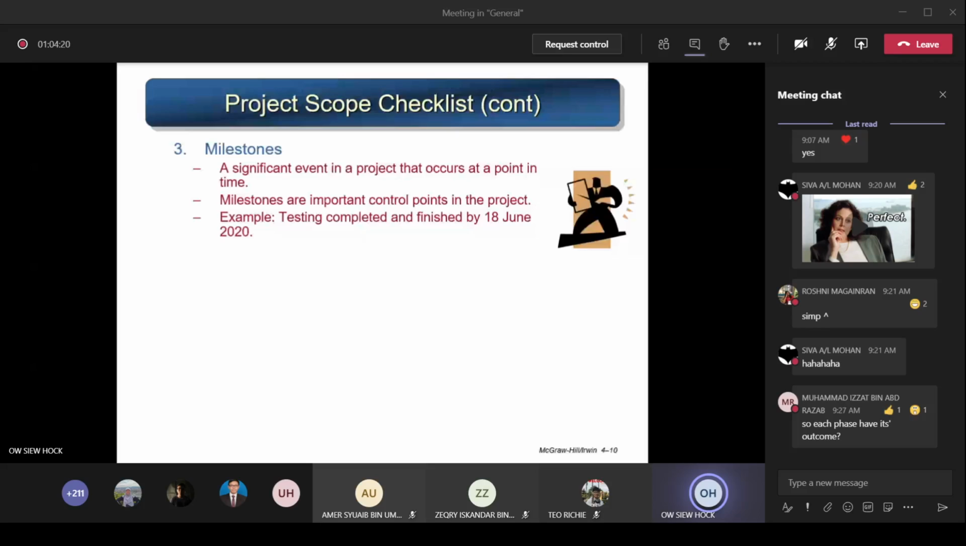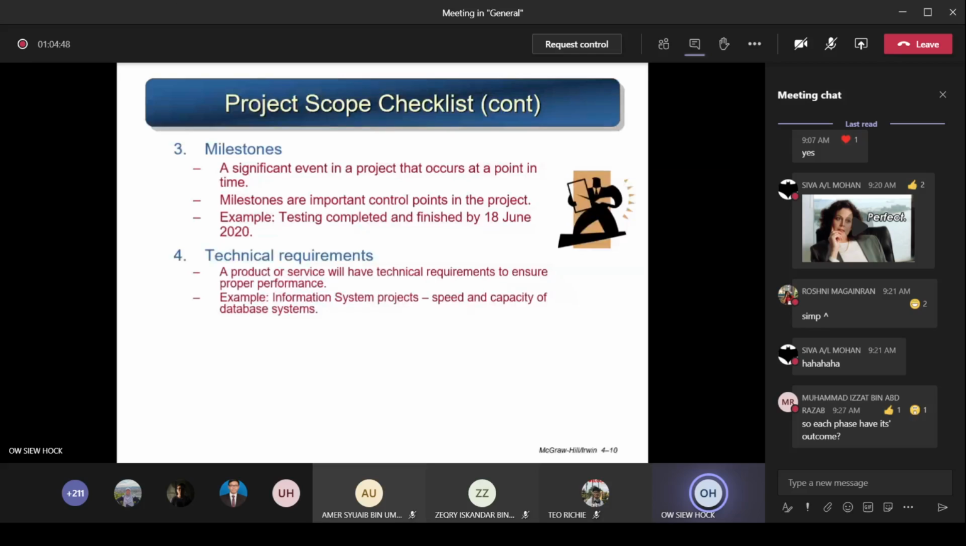That's it. So let's say you do your data collection. What is the milestone for data collection? That means data collection completed and finished by, let's say, the last day you collected all the 120 sets of data that you need to achieve. Let's say it's the 12th of December. So data collection completed and finished by 12 December 2020. Just like that. So that's called a milestone. That particular point where you finish the task. Understand? So this is how you define milestones.